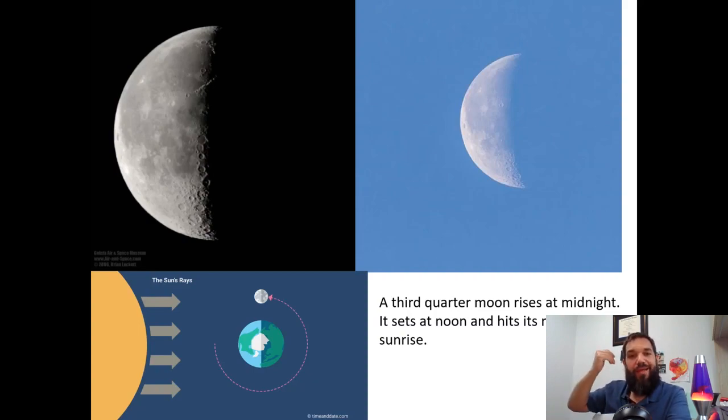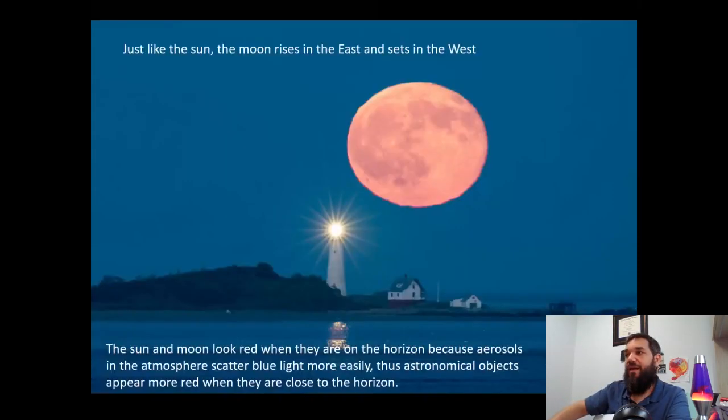Now, after that, we'll get a third quarter moon, which you'll notice now the left side of it is illuminated. And then finally, after that, we'll get a new moon again. Sometimes you'll notice that the moon appears orange. There can be a few different reasons for that. Sometimes the moon appears orange like this when it's close to the horizon.